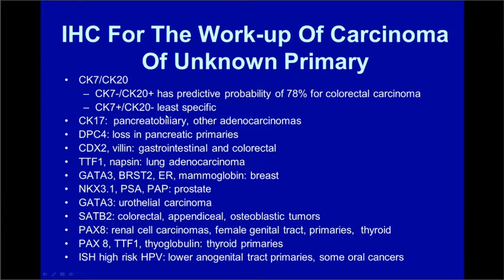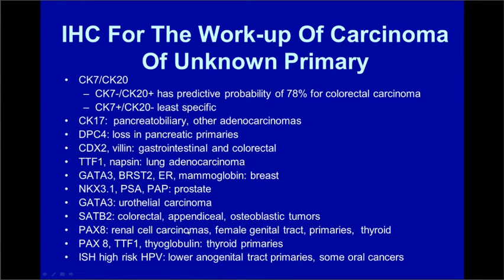I sometimes use cytokeratin 17 to guide me to decide if it's pancreatic or not, although I'm not certain how truly specific it is for a pancreatobiliary origin. Certainly loss of DPC4 is seen in pancreatic primaries. There's a number of markers we can use for gastrointestinal origin, TTF1 and napsin in lung. And here we have a number of markers for breast, prostate. GATA3 is useful for urothelial carcinoma. SATB2 is a newer marker that's specific for colorectal and appendiceal tumors, in addition to osteoblastic tumors.